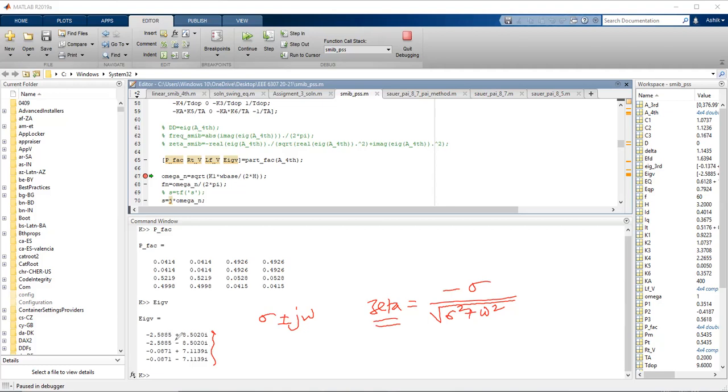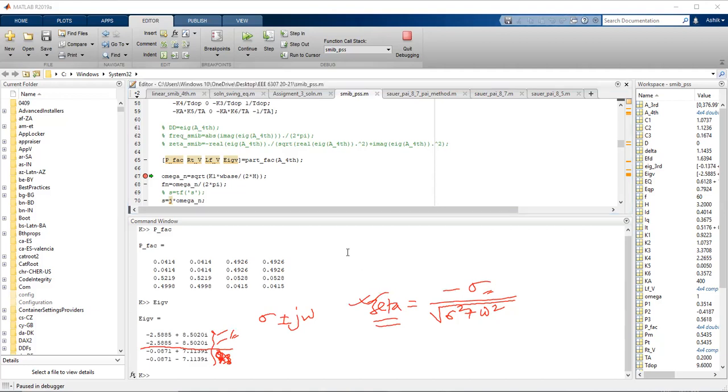So for the first one, it would be minus of this. So it would be plus 2.5885 at the top. And at the bottom, you take the square root of 2.5885 squared plus 8.5020 squared. Then you will get zeta for this one. The same zeta would be available here, and the same zeta for these two. So once you calculate this, you will see that the zeta values for the lower two eigenvalues are pretty small compared to these two. So those are lowly damped because the damping ratio is pretty small.